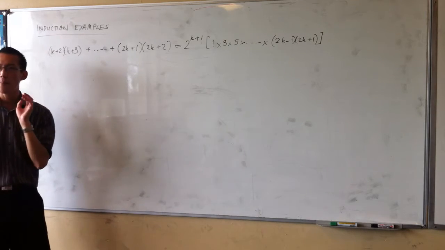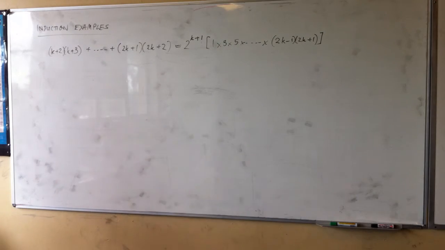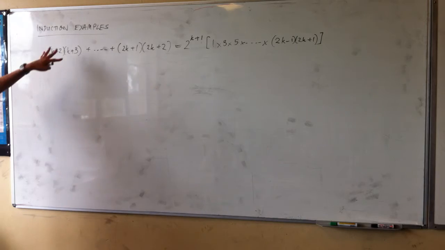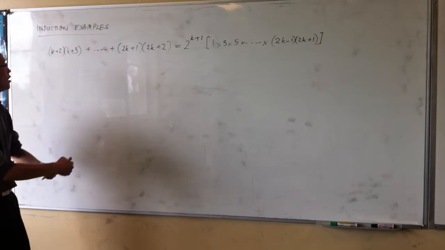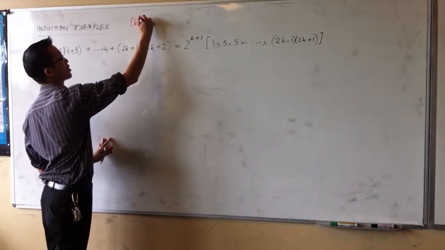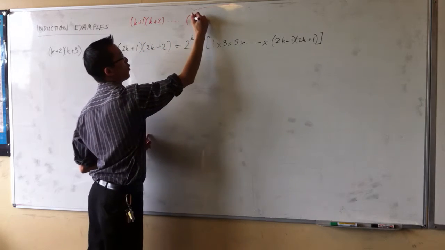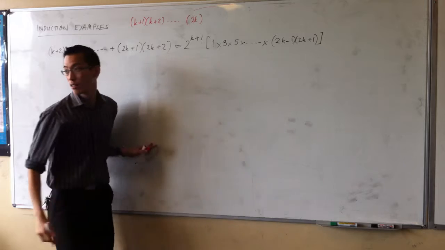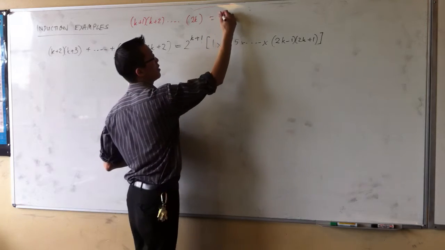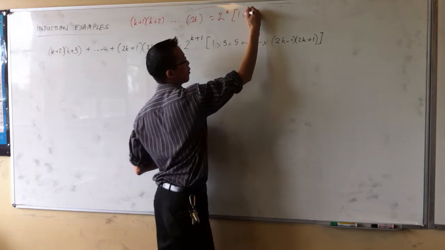Alright, now, remember what you've got for your assumption, because that's what we're going to sub in here in a second. Our assumption was, I think you start with k plus 1, k plus 2, and then you go all the way up to 2k. That's on the left-hand side, and then this looks much the same, odd numbers in here.